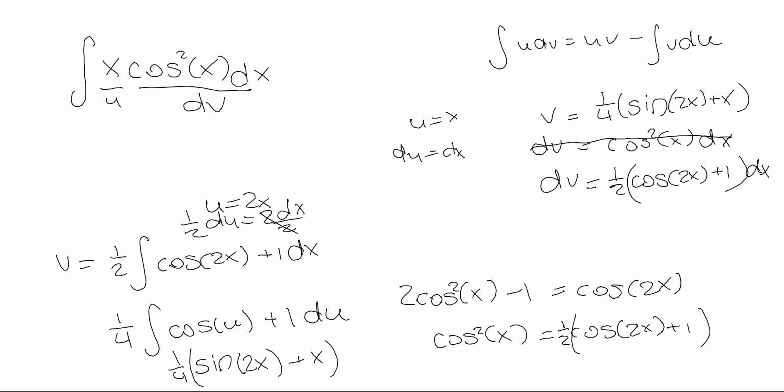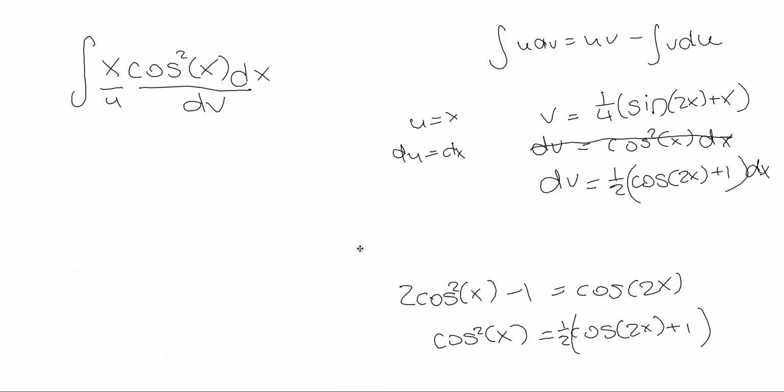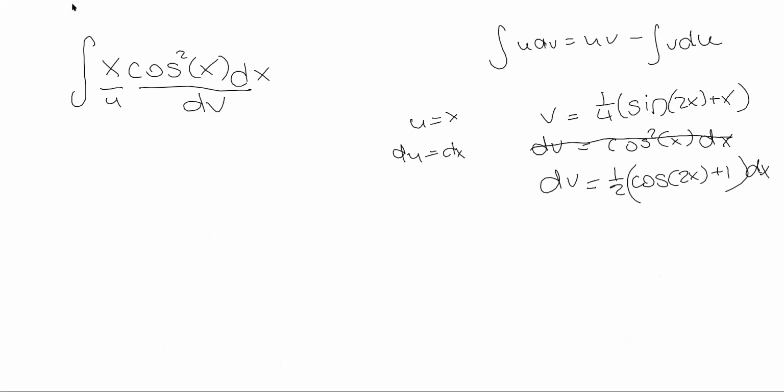So now that we have that, we can substitute things in and solve the integral this time with what we're given. We have u times v, so that would be u is x, and then v is going to be 1/4 sine of 2x plus x. And then we have minus the integral of v times du.